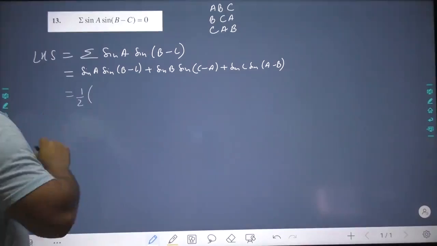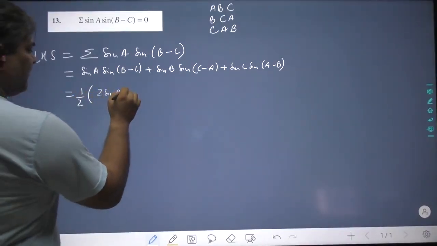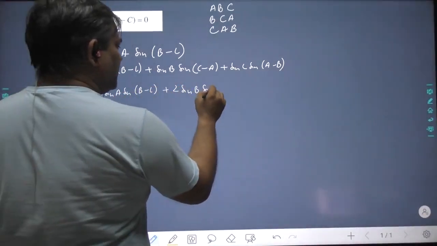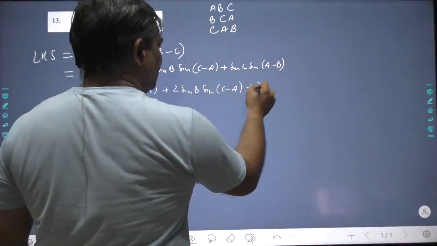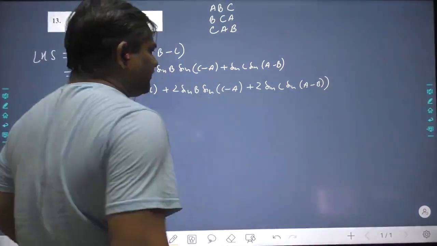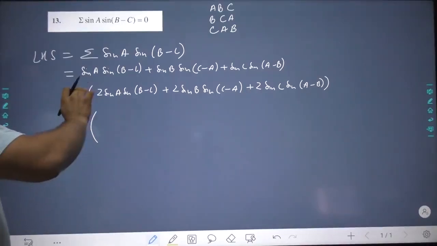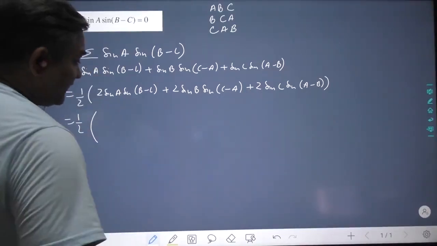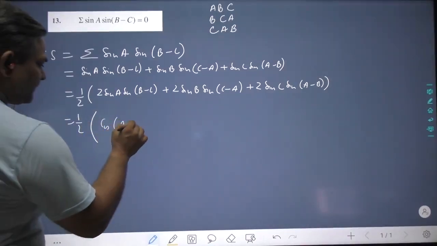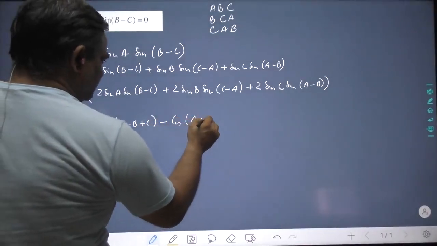Let us multiply and divide by 2. When we multiply and divide by 2, we get 2 sine A sine B minus C plus 2 sine B sine C minus A plus 2 sine C sine A minus B. This is what we get. After getting this, you have to simply apply the formula of 2 sine A sine B. Now what is 2 sine A sine B? 2 sine A sine B is cos A minus B minus cos A plus B.